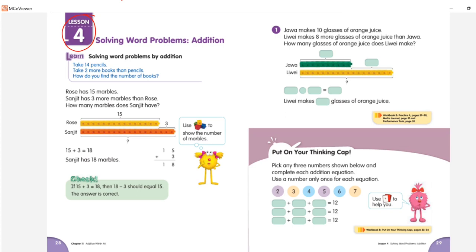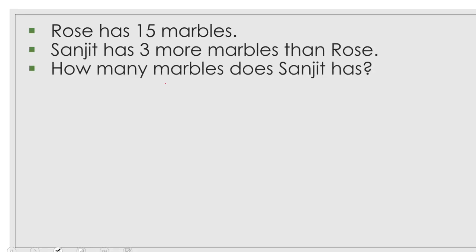So here we have an example of a word problem. Let me transfer it. Here. In these word problems, we have three lines. 1, 2, and 3. So let's read all together. Rose has 15 marbles. Sanjit has 3 more marbles than Rose. How many marbles does Sanjit has?